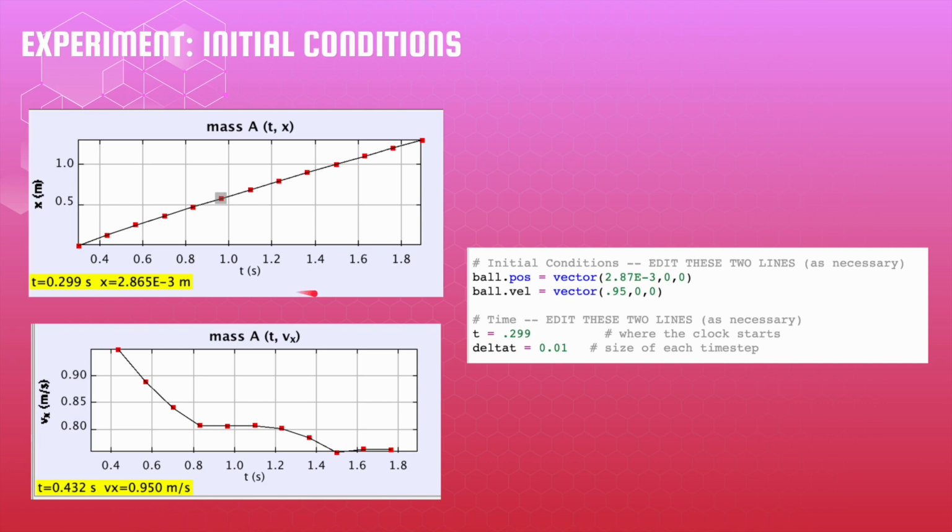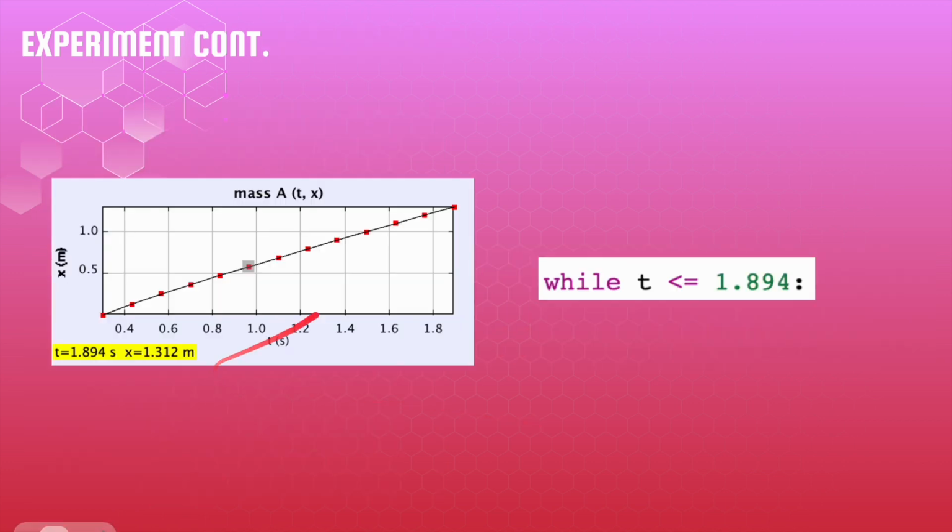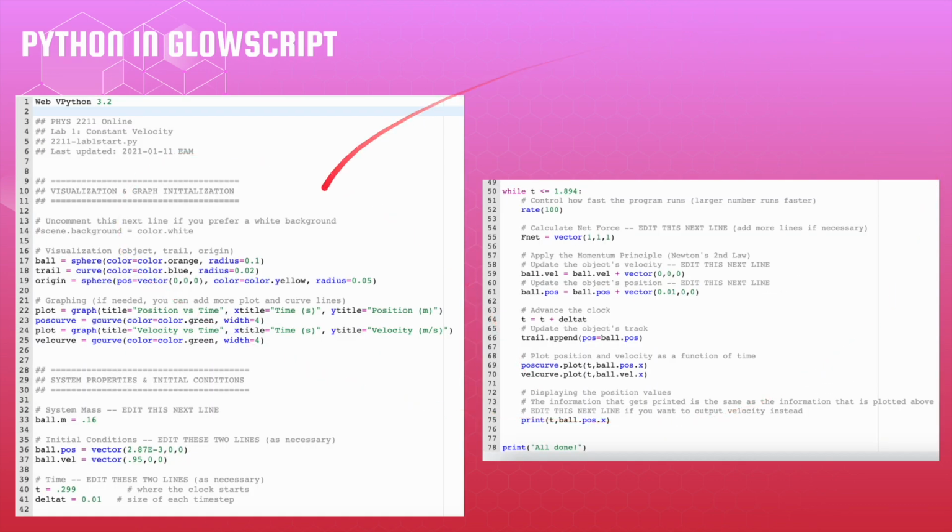So, initial conditions. I used this time and this position right here, that was the initial position, and this was the initial velocity, initial time right here. Down here I have the initial velocity, which I put in right here. And right here, this is the ending time, so the experiment in GlowScript only continued until 1.894 seconds. This is what everything looked like in GlowScript.